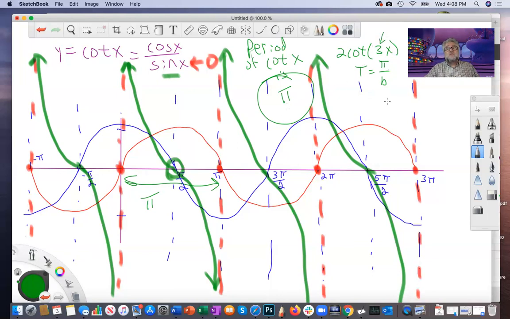I'd be really surprised if we're going to do anything like that. We might, but probably not. So this is cotangent, okay?